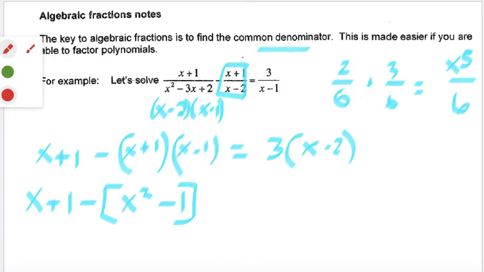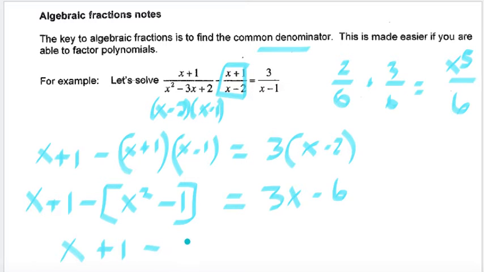Finish this off, go back to the blue. This one's a lot easier. 3 times x minus 2 is 3x minus 6. Okay, now let me distribute the negative sign. So I have x plus 1 minus x squared. Minus times minus 1 is plus 1. And that equals 3x minus 6. Okay, now you're going to solve that quadratic equation.